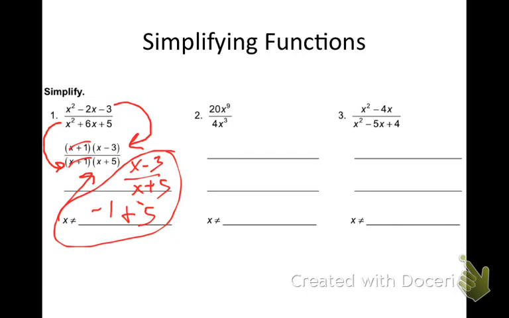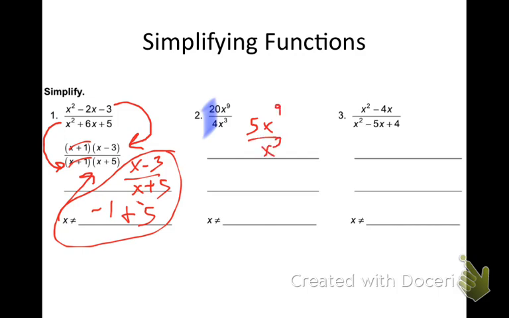Why negative 1? All right, number 2 next. 20x to the 9th over 4x to the 3rd. Now, I can simplify my numbers just like I would. What's 20 divided by 4 going to give me? 5. So I really have 5x to the 9th over x to the 3rd.